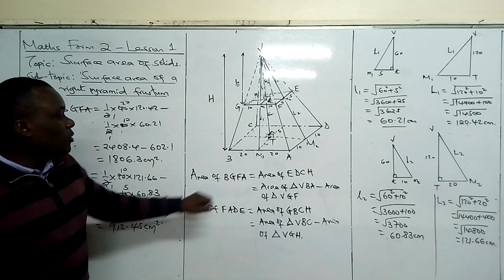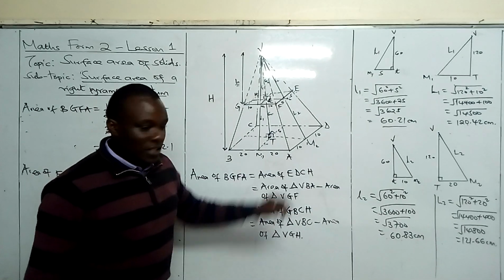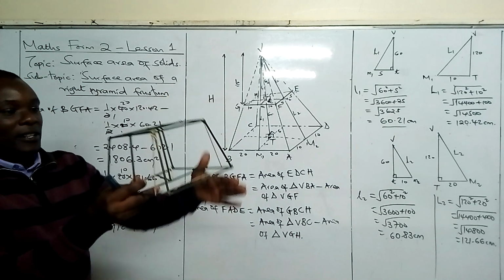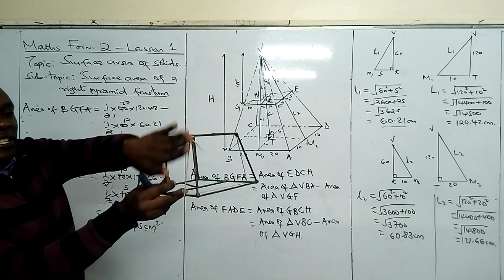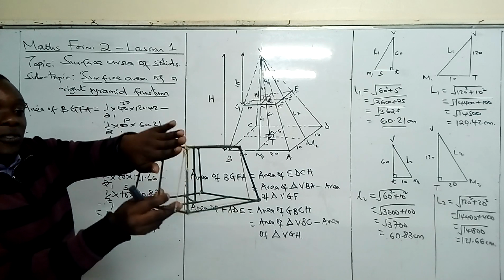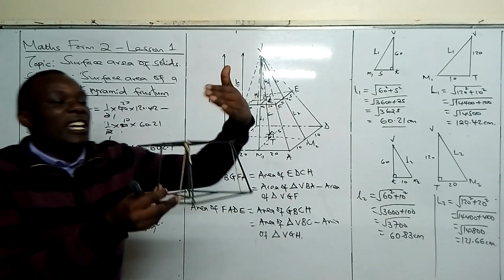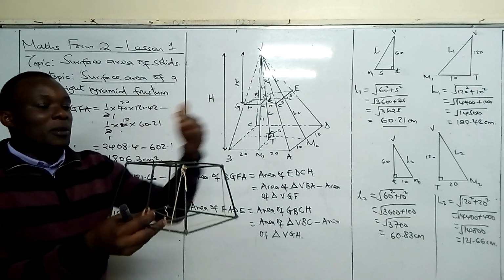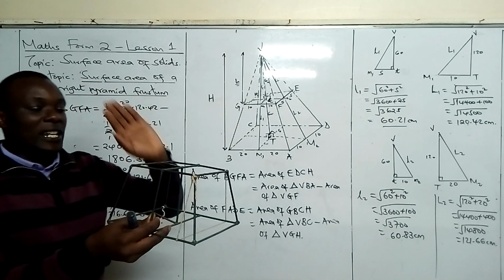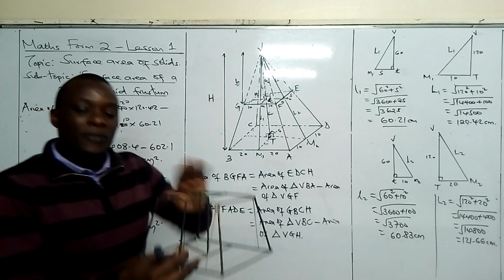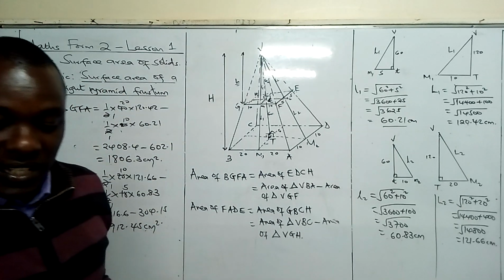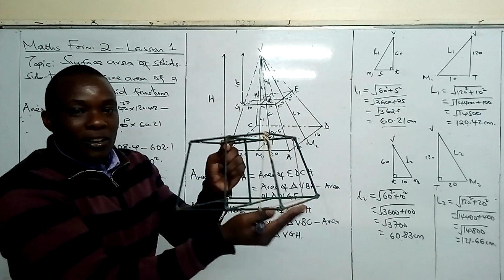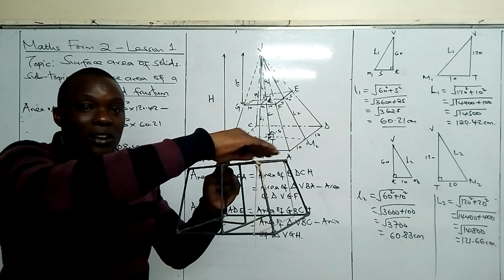BGFA is equal to EBCH. What I mean is this face is equivalent to this other face. So the area we have obtained for this face will be multiplied by 2 because this face is equivalent to this one. The area we have found for this face, we are going to multiply by 2 because this face is also equivalent to the opposite face. Now, our total surface area will be the area of these 4 faces plus the area of the base plus the area of the top.